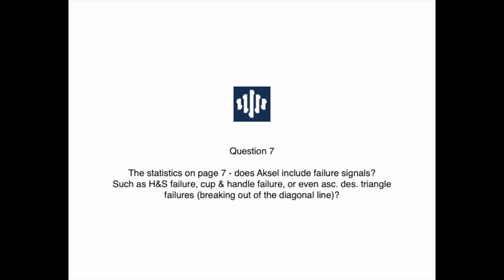Question 7. The statistics on page 7, does Aksel include failure signals such as head and shoulder failure, cup with handle failure, or even ascending, descending triangle failures, breaking out of the diagonal line? No, I don't include those.